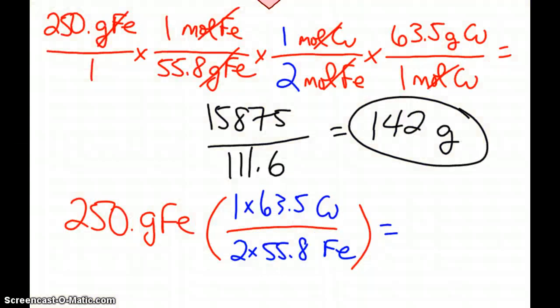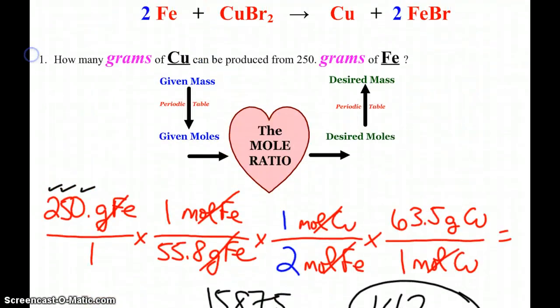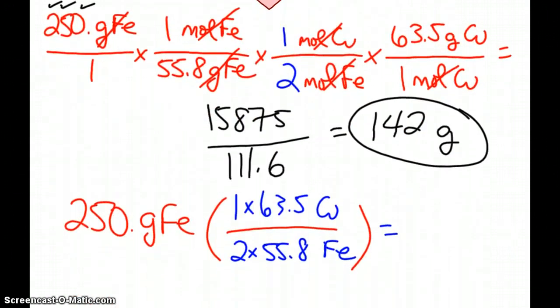So hopefully you got 142 grams, 3 sig figs to start. That decimal after the 250 says count that 0. And so the periodic table for iron, 55.8. The mole ratio is 1 to 2. 1 for copper, 2 for iron in the balanced equation. And then copper's molar mass is 63.5. So long way or short way, we should end up with 142 grams. So that is the main stoichiometry problem.